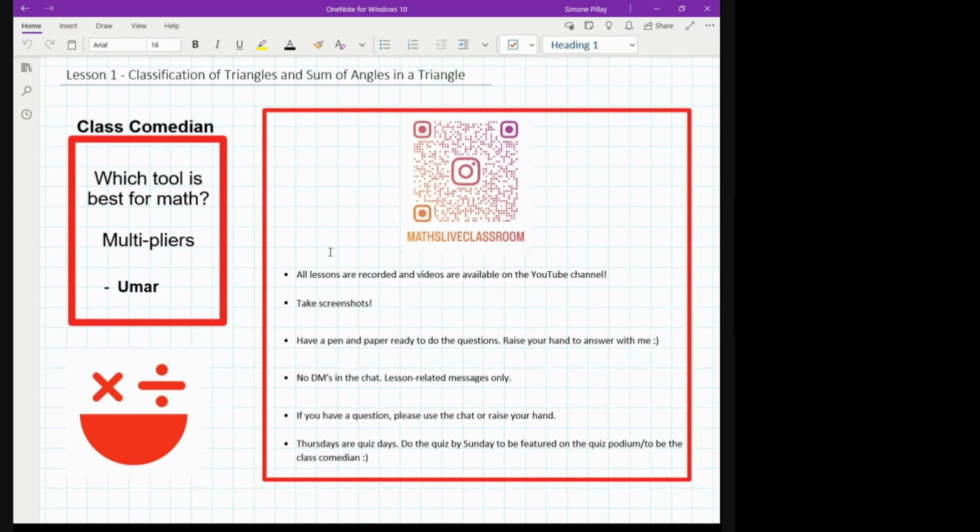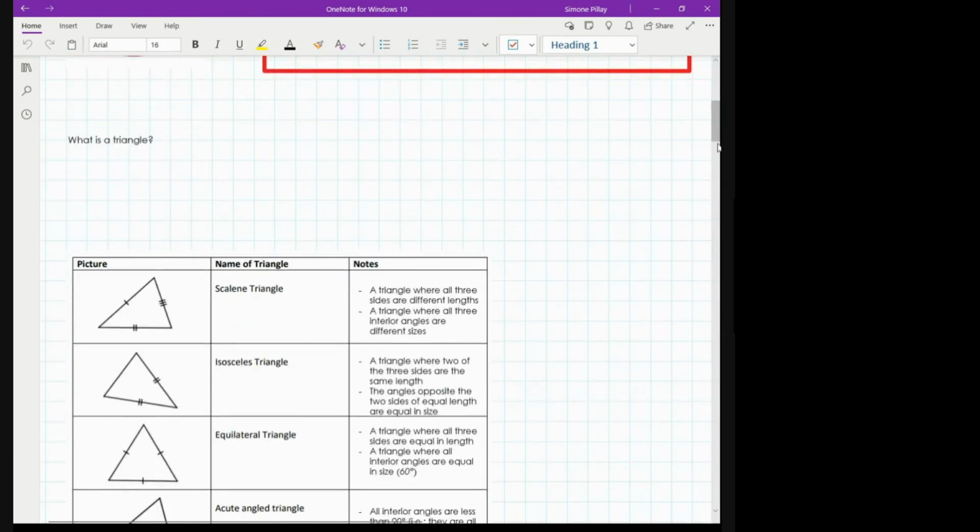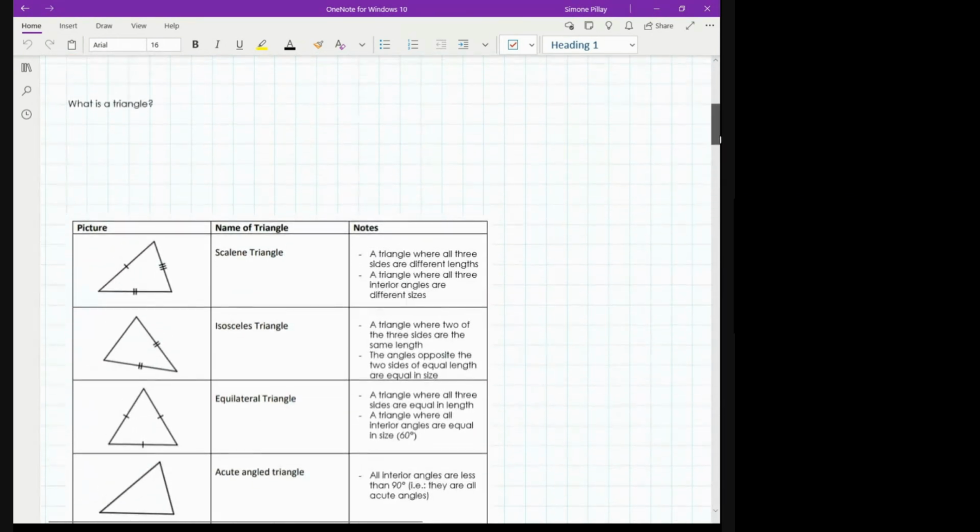We are starting with classification of triangles and sum of angles in a triangle. So the first thing I want to ask you guys is, what is a triangle?